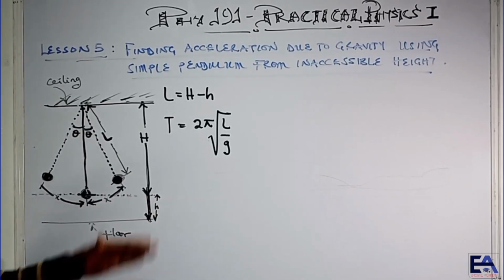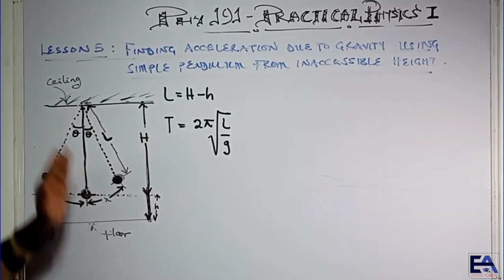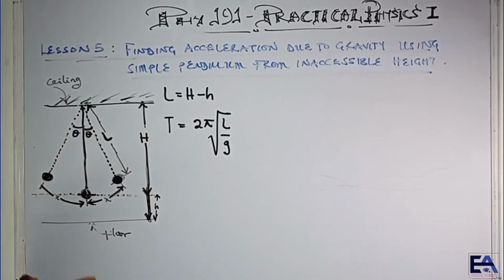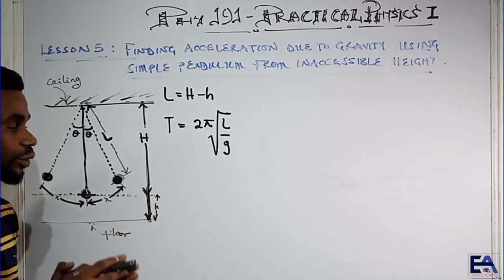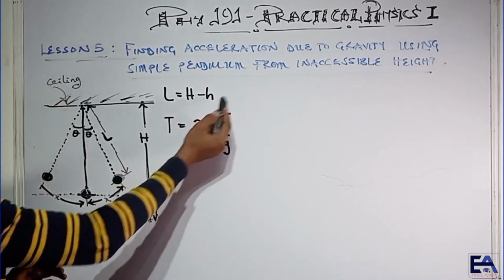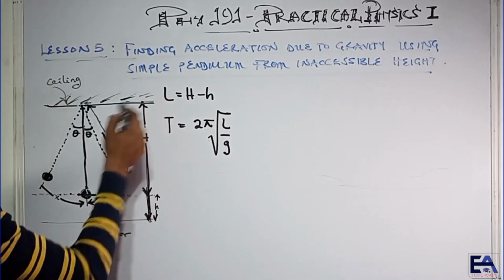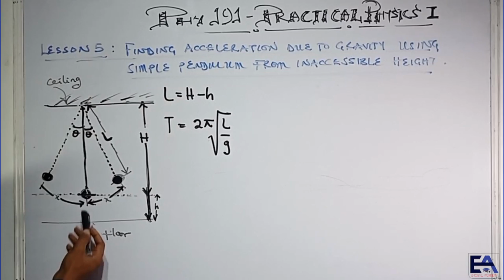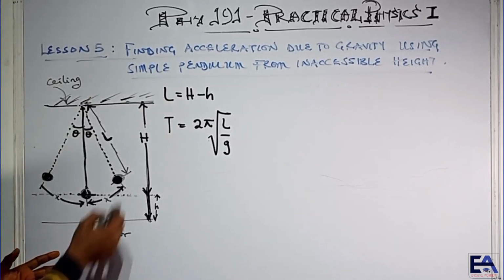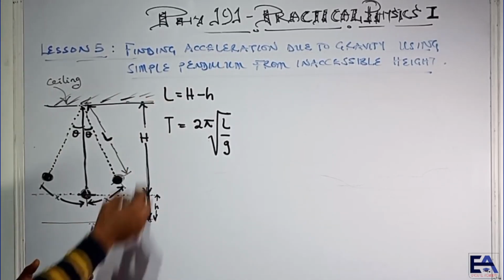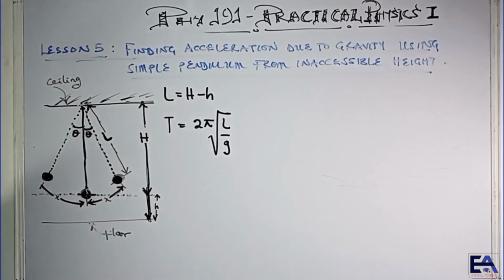All that having been said, if we want to find the period of oscillation in this experiment, it's the same way we found it using the retort stand previously. Period is equal to 2 pi root L over g. And we know from the initial explanation that the length of the thread from that inaccessible height to the center of the bulb is the same as the height of the whole room minus the height from the floor to the bulb.